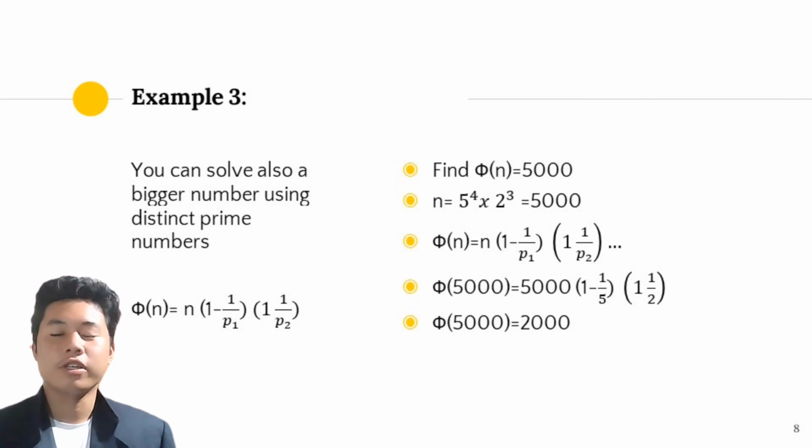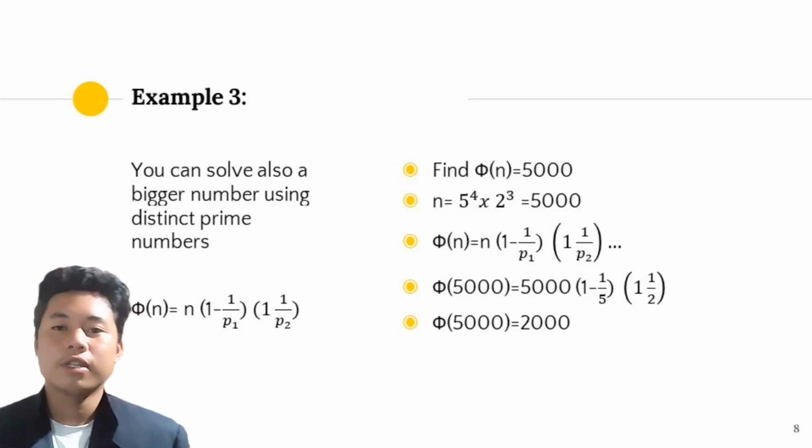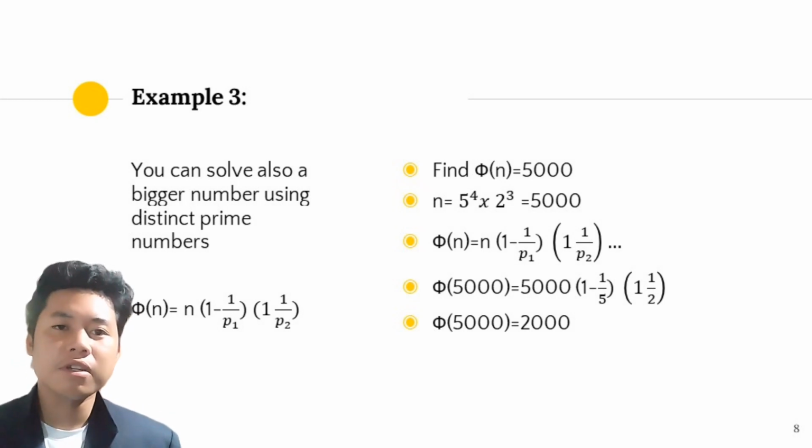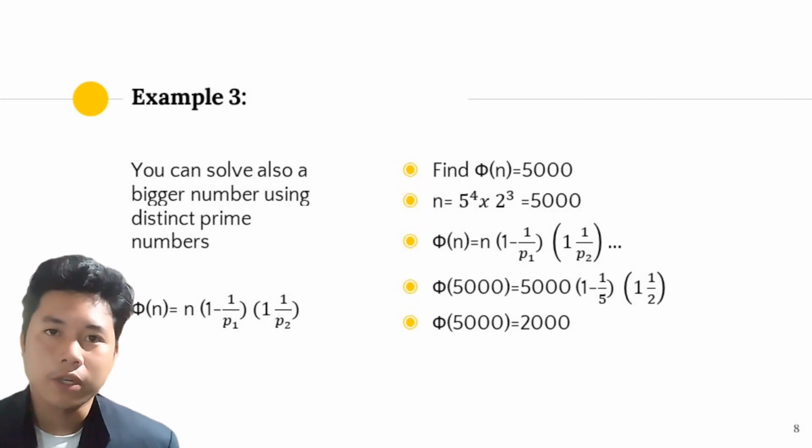Okay, let's proceed to example number 3. You can also solve a bigger number using the distinct prime numbers. So this is the formula. Phi of n is equal to n multiplied by 1 minus 1 over p sub 1, multiplied by 1 minus 1 over p sub 2.